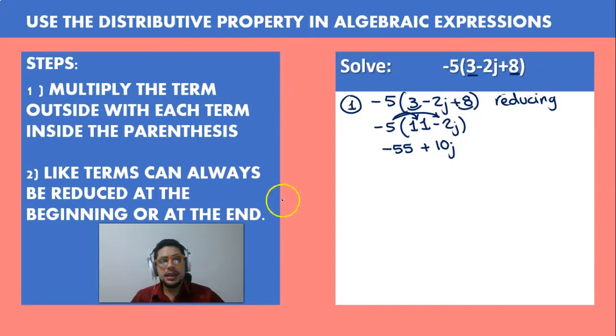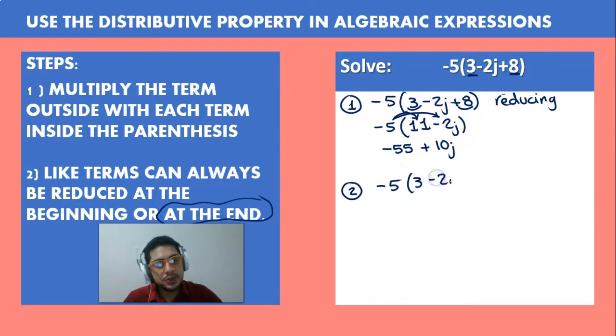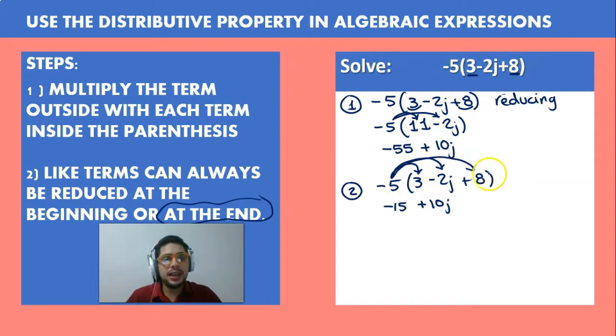The other way is we can just first multiply and then reduce it at the end, which is what we have here. So minus 5 times 3 minus 2j plus 8. Remember guys, the minus 5 multiplies every single term inside. So minus 5 times 3 is minus 15. Minus 5 times minus 2j is positive 10j. And minus 5 times positive 8 is going to be minus 40.